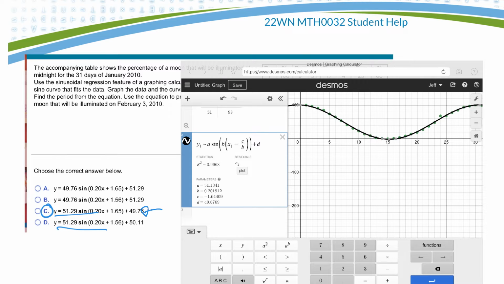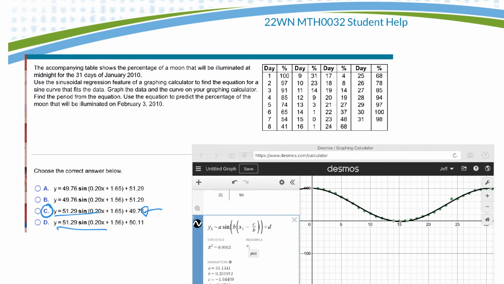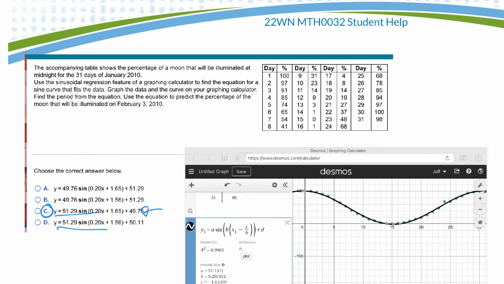But let's answer some of their other questions. So it says use sine to find an equation that fits the sine curve data. And unless I made a mistake on some of the numbers, I don't think I did, but I might have made a mistake. That'd be one thing I would go back and check to make sure the numbers are correct. I'd probably be going with the letter C. Okay, graph the data done. Curve on your graphing calculator.